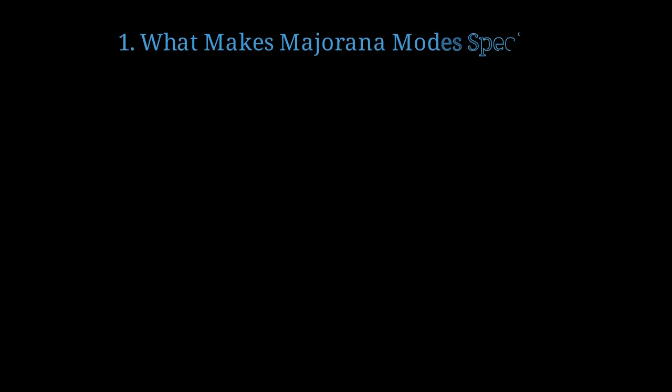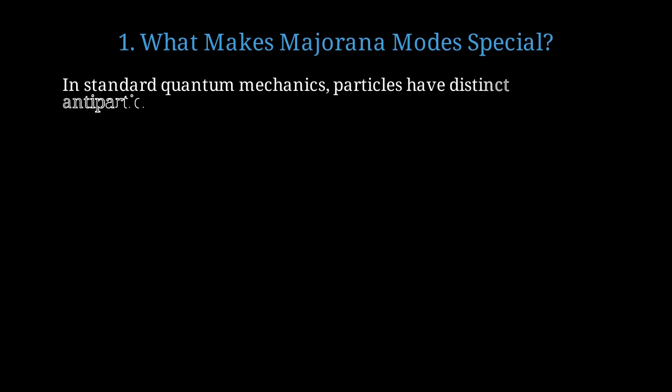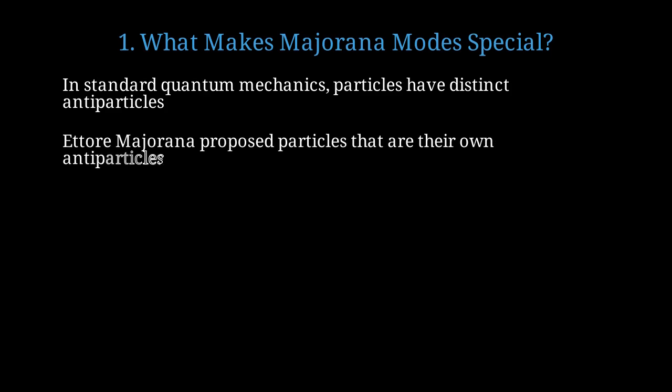Let's begin by understanding what makes Majorana modes fundamentally different from ordinary particles. In standard quantum mechanics, every particle has a distinct antiparticle. An electron has a positron, a neutrino has an antineutrino. In 1937, Italian physicist Ettore Majorana proposed a radical idea. What if a particle could be its own antiparticle? Mathematically, this means the operator gamma equals its Hermitian conjugate. This is the defining property of a Majorana fermion.